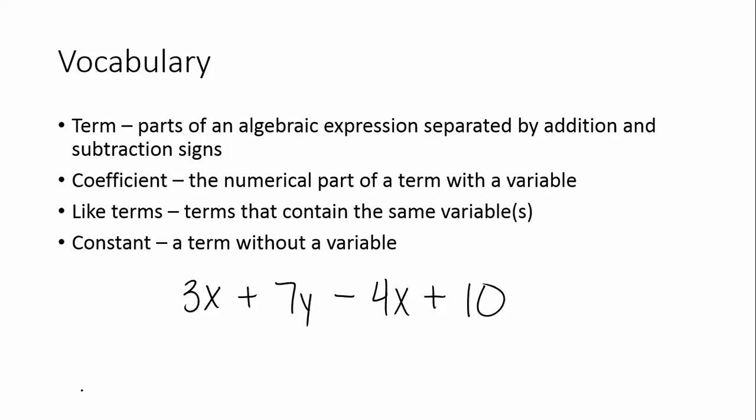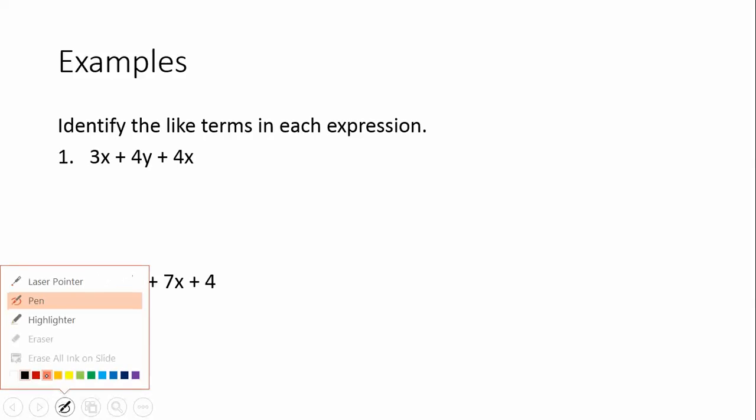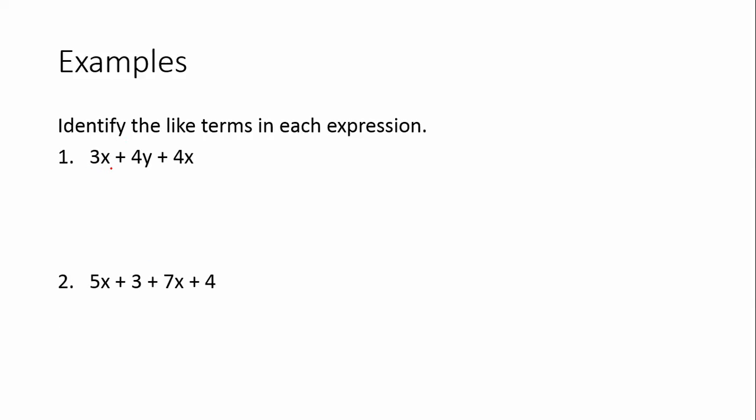So let's identify the like terms in each expression, just the like terms. Remember, like terms are terms that have the same variable. So here the like terms are 3x and 4x. In example 2, we have 5x plus 3 plus 7x plus 4. Our like terms here are 5x and 7x, but we also have the constants 3 and 4. So we have two sets of like terms, the x terms that are like and the constant terms that are like.